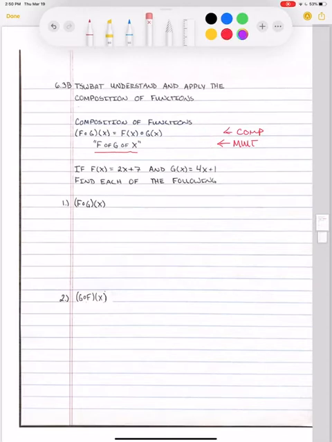The best way to figure this out is to just go for it. So in my first two examples, it says if f of x is 2x plus 7 and g of x is 4x plus 1, find each of the following. Number one is just f of g of x. So something to remember here is order matters, okay? Order matters.